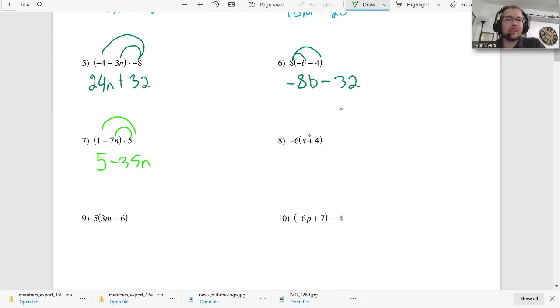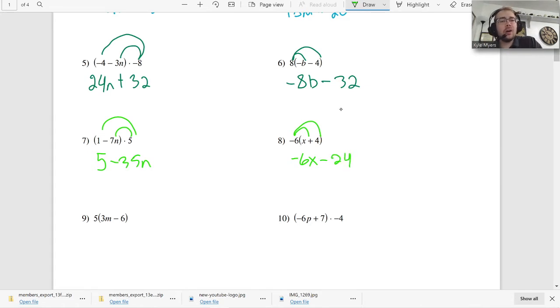Yes, they put the number on the left side again. I like the number better on the left side. I think it looks nicer. So let's distribute. Negative 6x, negative 6 times positive 4 is going to be a negative. 6 times 4 is 24.